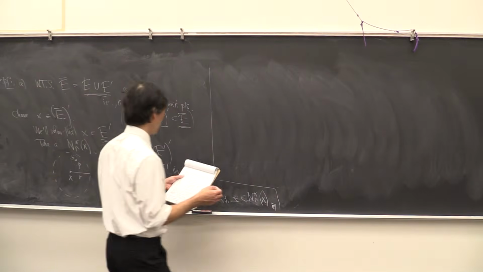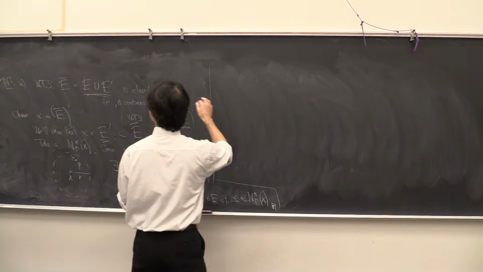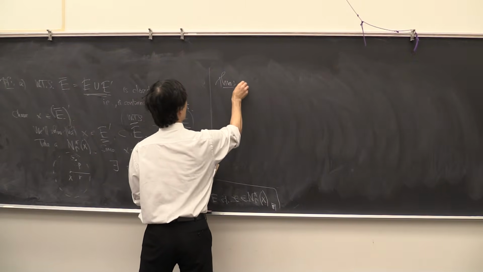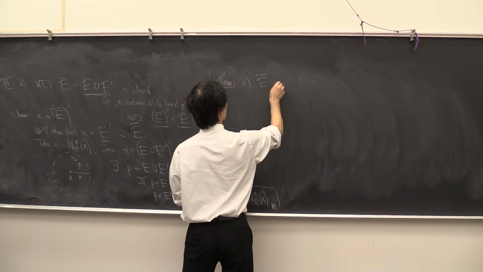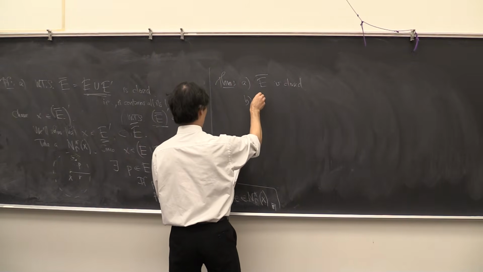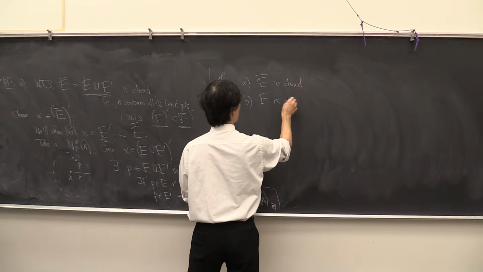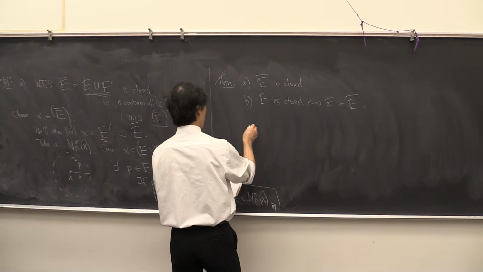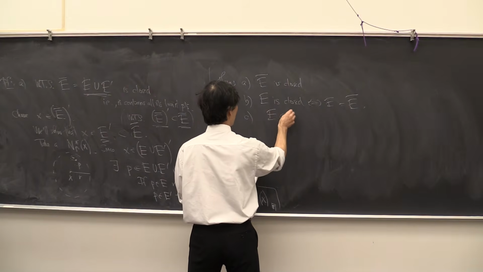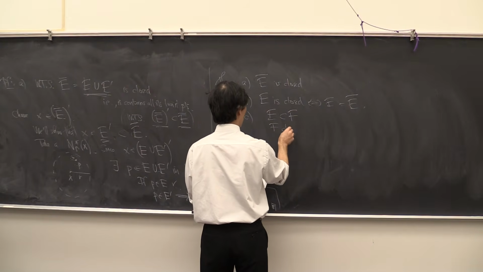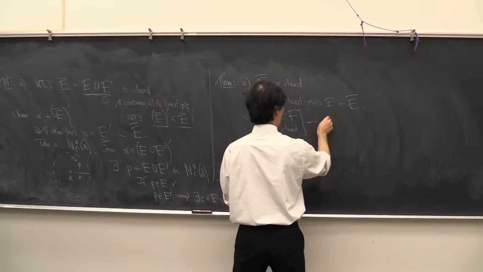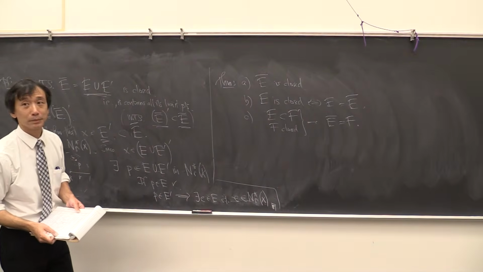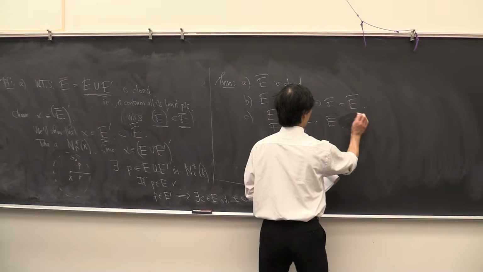So we've just shown that E bar is closed. Remember what we're doing. We wanted to show that E bar is closed, that a set is closed if and only if it equals its closure, and that if E is contained in F and F is closed, then E bar is a subset of F. I'm sorry, E bar is a subset of F. Thank you.